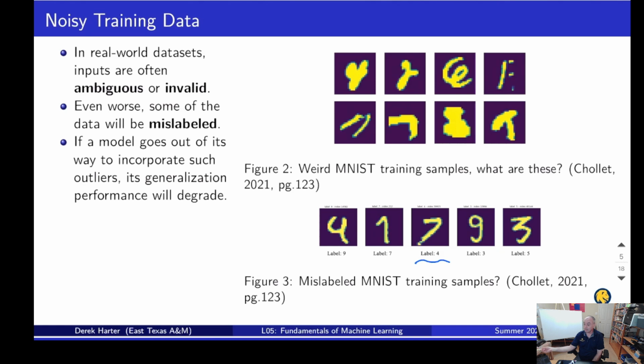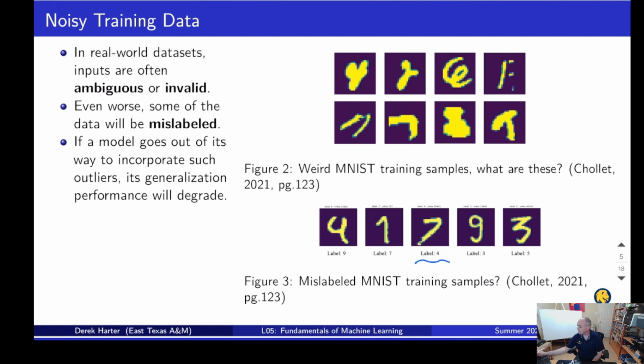For real data sets, there's always going to be examples of both types of this noisy training data in there. There'll be stuff that's mislabeled, and there'll be stuff that nobody would really be able to agree what the label should be. The point being for this kind of noise is that if a model goes out of its way to incorporate such outliers, its generalization performance is going to degrade.